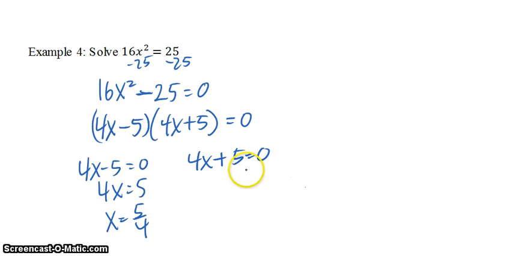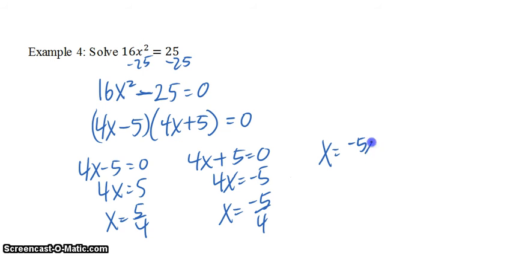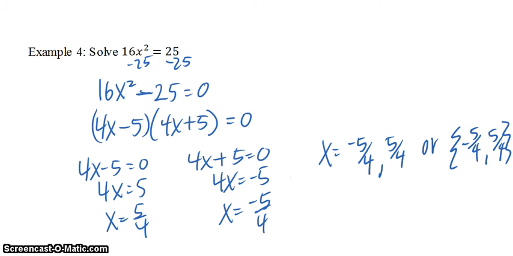And then I'm going to subtract 5 from both sides on this one. So 4x equals negative 5. Divide by 4. So x equals negative 5/4. So our answers are x equals negative 5/4, comma 5/4. Or we can write it in our solution set: negative 5/4, 5/4. So you see how I told you you need to know how to factor, because sometimes you can't solve the problem if you don't know how to factor. So, important. Okay, there we go.